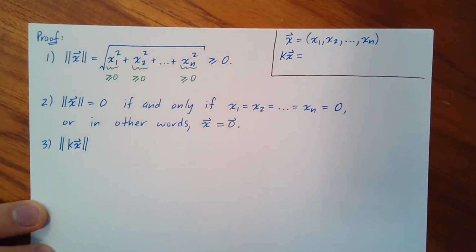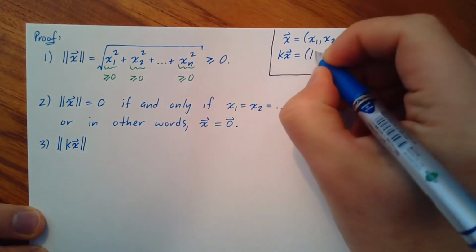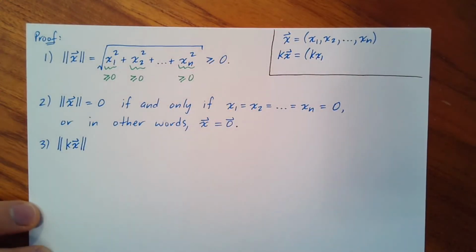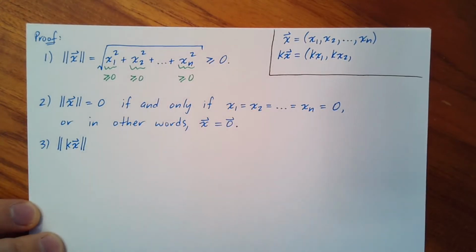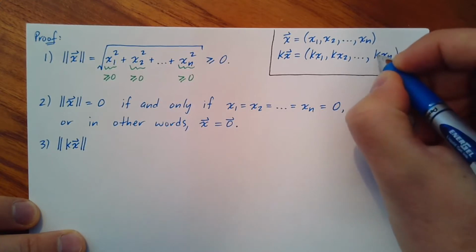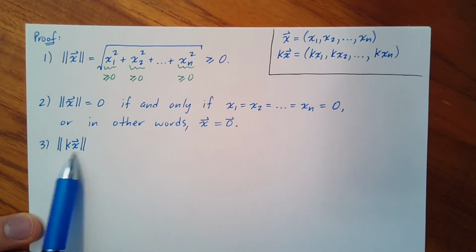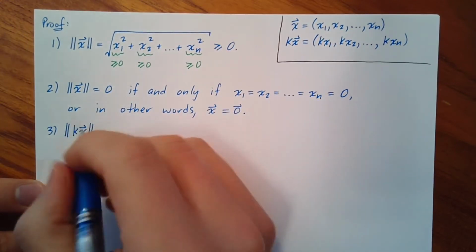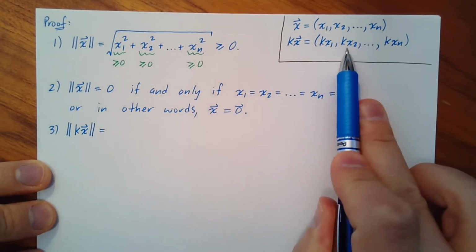Remember how scalar multiplication works? You're just going to multiply each of the coordinates by the scalar k. So we're going to get kx1 for the first coordinate, kx2 for the second coordinate, and by the time we get to the last one, we'll have k times xn. Okay, so that's the definition of k times x. So let's plug it in. Plug this into the definition of norm. So how do you take the norm of a vector? Well, just square all the coordinates, add them up, and take the square root of the result. So we're going to do that to all of these coordinates here.